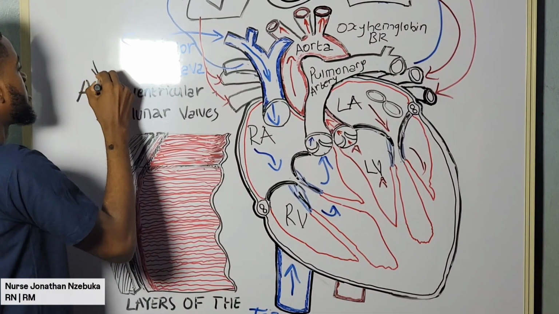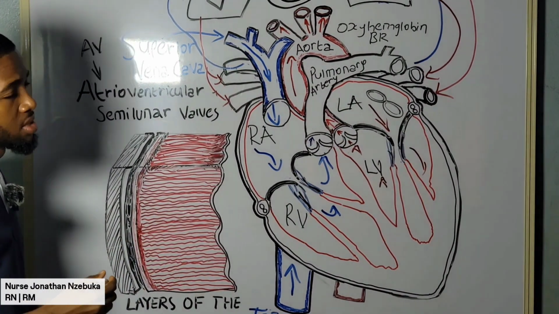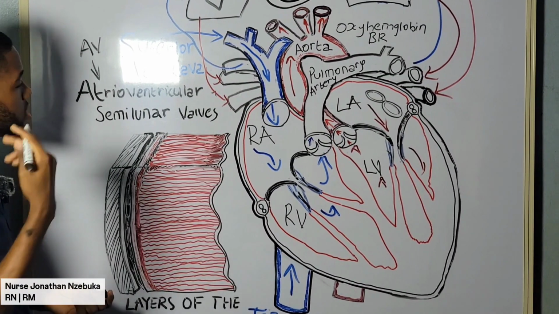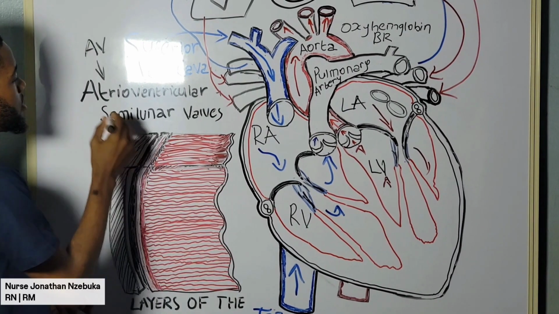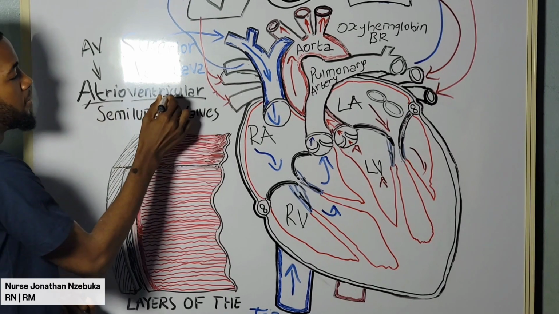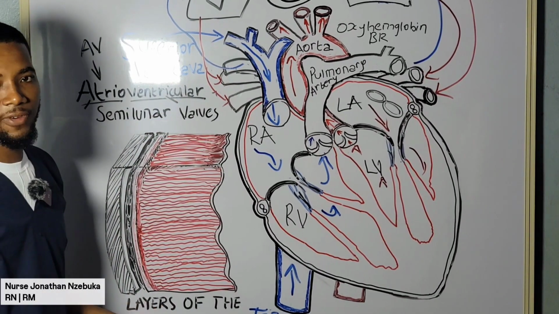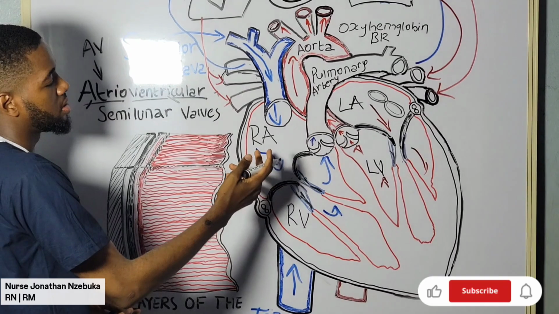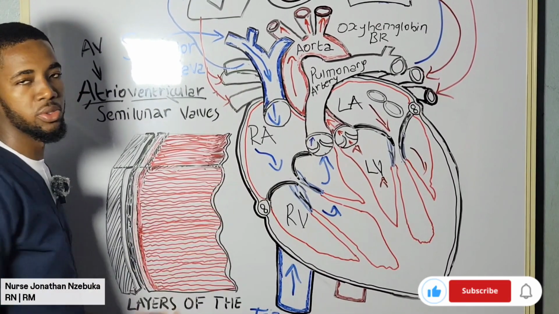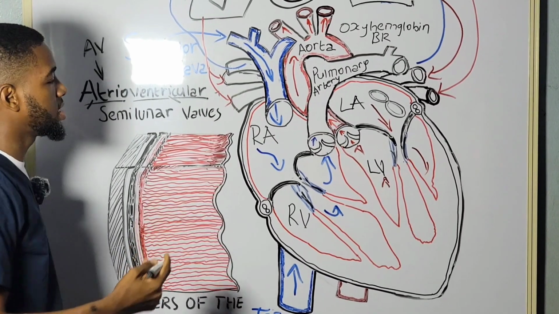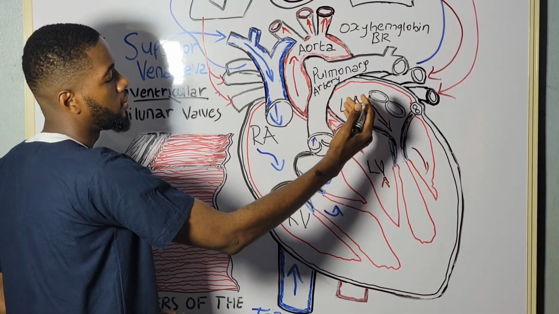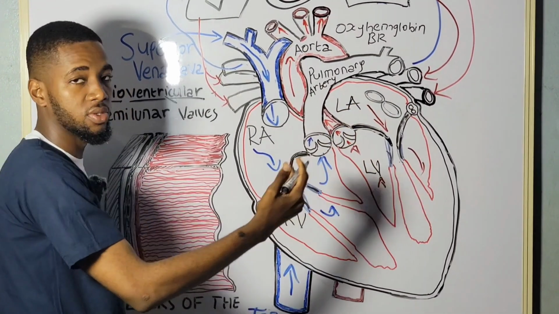The AV valves. Why are they called AV valves? Well, from the name alone, you can decipher why. Atrioventricular: atrium, ventricles. So atrioventricular valves are valves you find between an atrium and a ventricle. We can say that the AV valves allow blood to flow through the atrium and the ventricles, be it the right and the left.